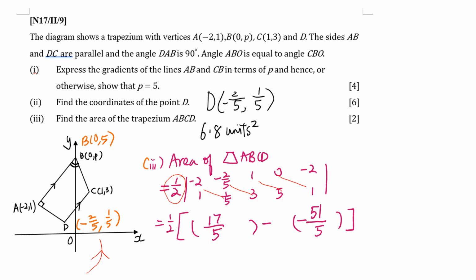Okay, just take negative 2 times 1/5 plus negative 2/5 times 3 plus 1 times 5 plus 0 times 1 will give you 17/5. Minus the second bracket will come from the other direction. Okay, and then again just use your calculator and work out the values to be 6.8 units square. Alright, let's conclude the second last question.